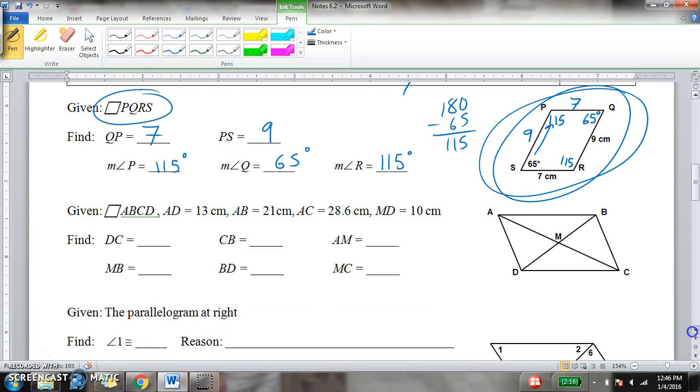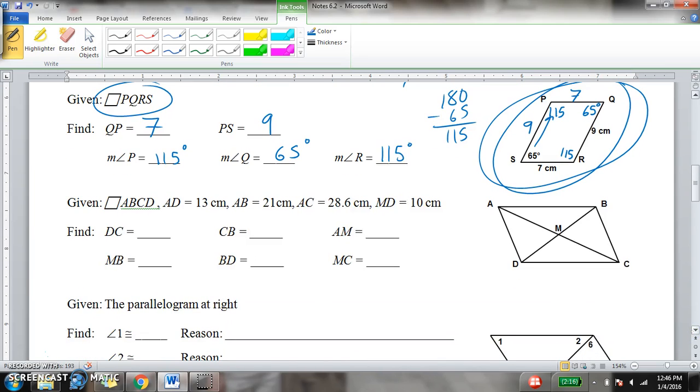Same thing down here, but now we have to label what we're given. We're given that AD is 13, which means this side is also 13. We're given AB is 21, which means the bottom is also 21. AC, this entire piece, would be 28.6. So if we cut that in half, we get 14.3 for each of these two pieces of AC, because it's a diagonal and gets cut in half. And MD is 10, which means this other piece over here, MB, is also 10.